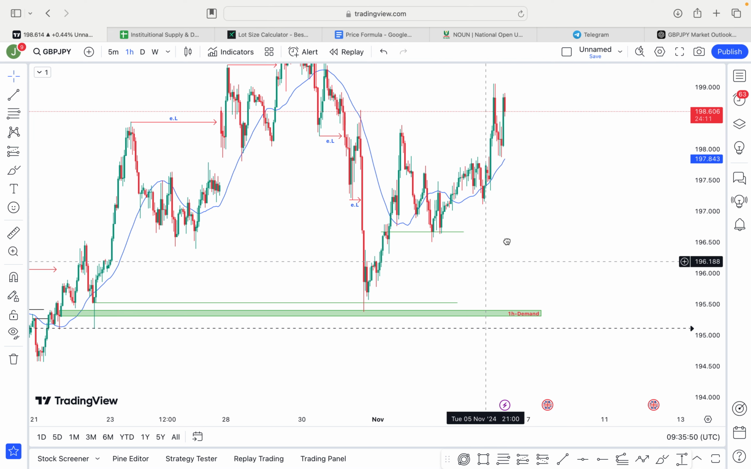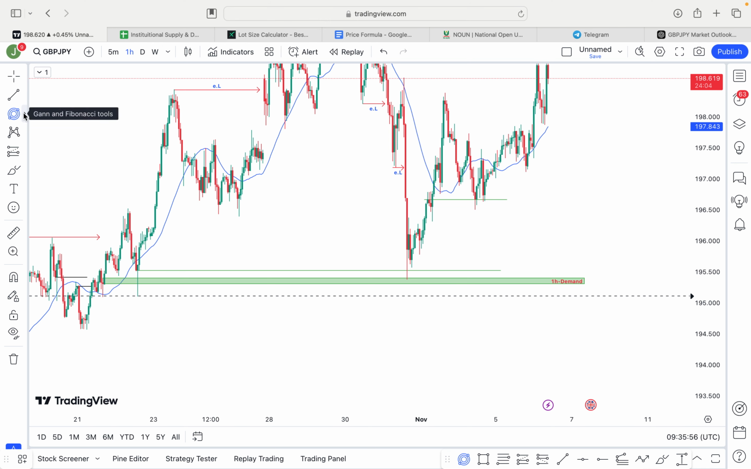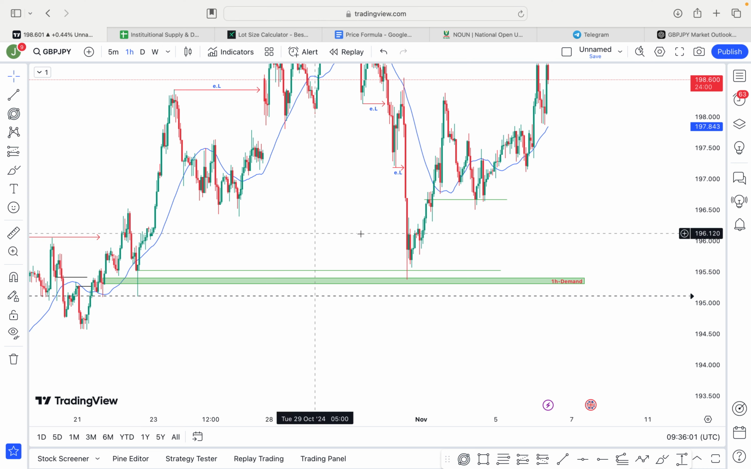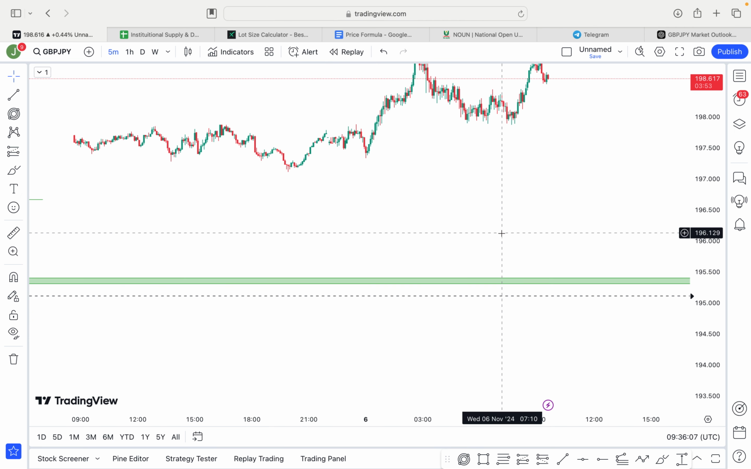So the tool I use is actually the Fibonacci circle tool. This is it, Fib circle. I think you can find it here. Yeah, so Fib circle, this is the tool I use. Now, how do I use it exactly? So let's go back to our most recent trade. Let me show you exactly how I use it.